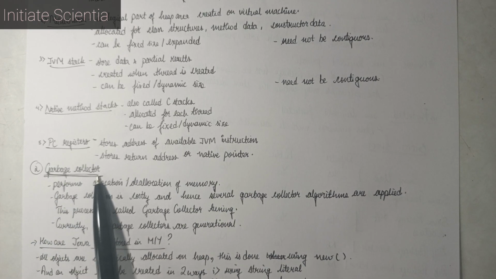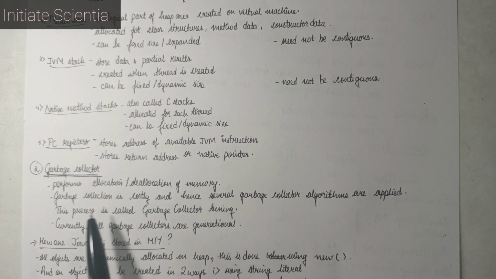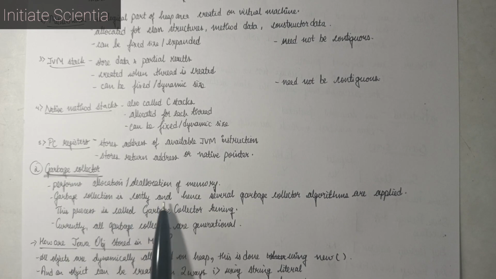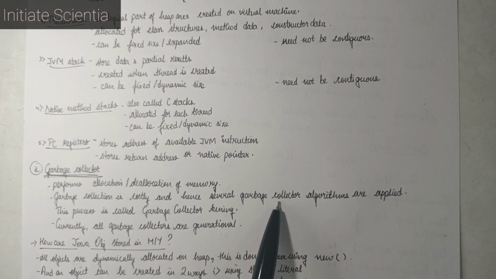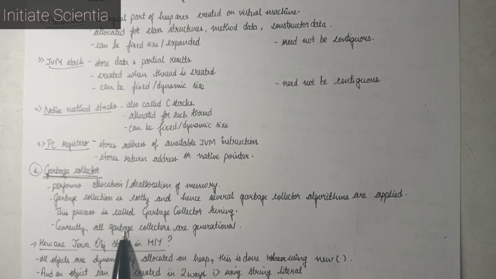Next is the garbage collector. This performs allocation and deallocation of memory. Garbage collection is costly and hence several garbage collector algorithms are applied. This process is called garbage collector tuning. Currently, all the garbage collectors are generational.